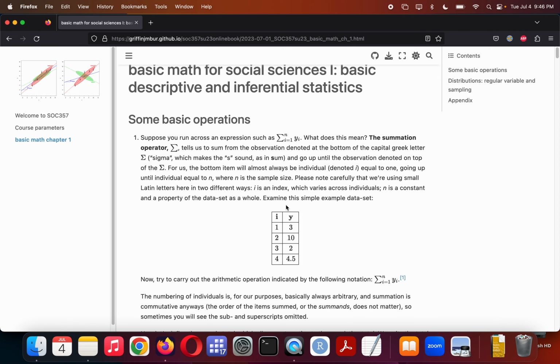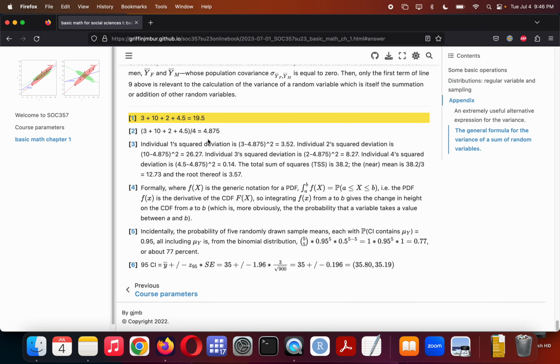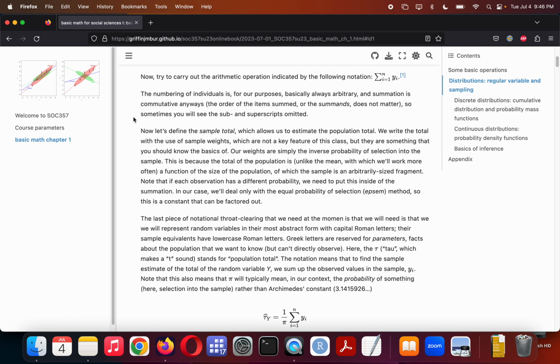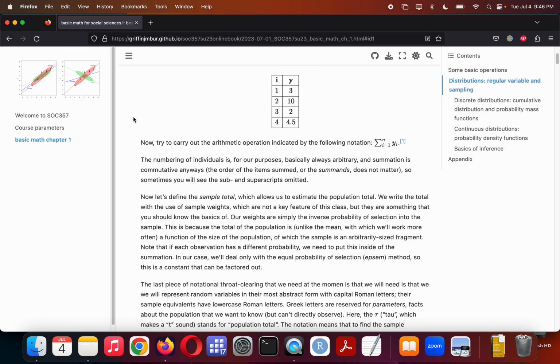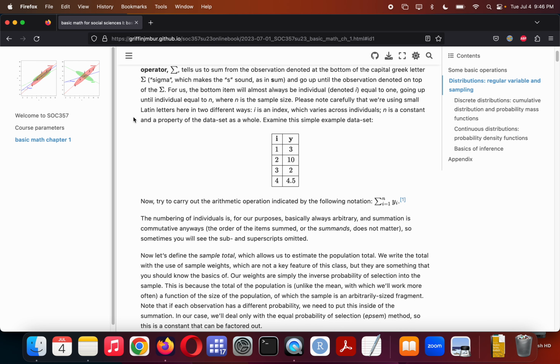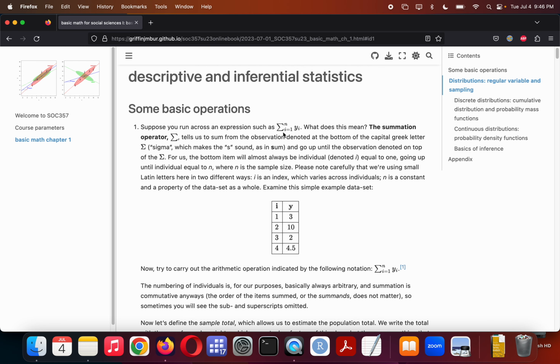And then we simply look at y for that individual, 3. And then we add that to the y for individual 2, which is 10. Then add that to 2 and so on, and then to 4.5. And you can see that the answer, you can click on these footnotes to get answers, is 19.5 here. And click on the footnote to return to the text. So the answer is 19.5 there. So that's our first basic operation. And I know this notation can seem a little bit scary, but that's really all that it means.